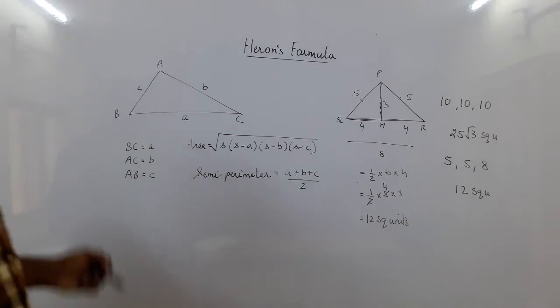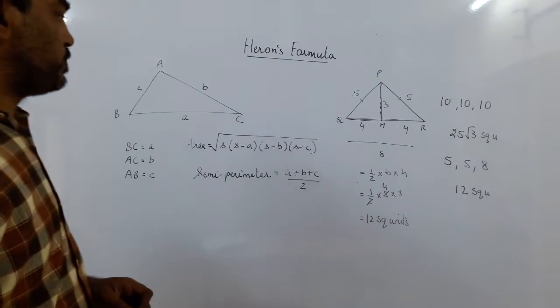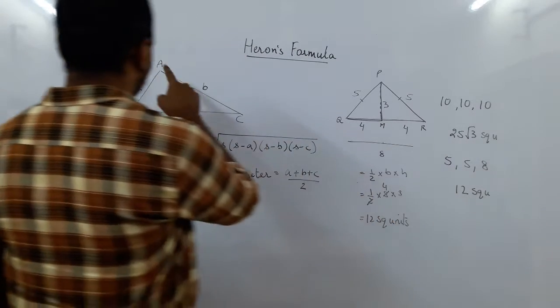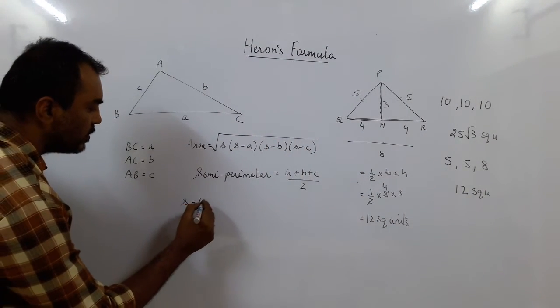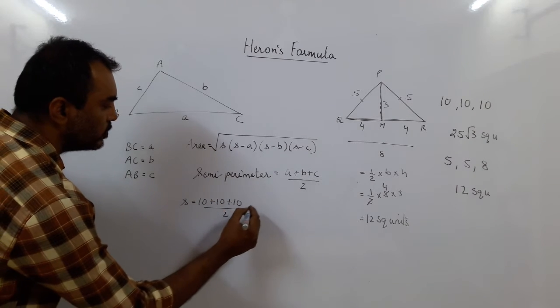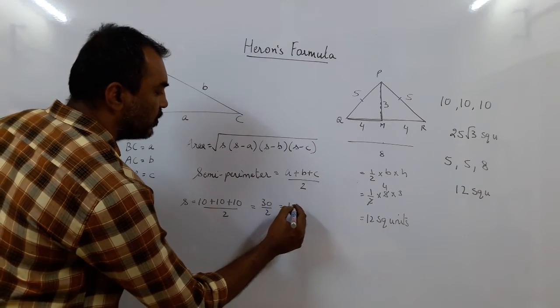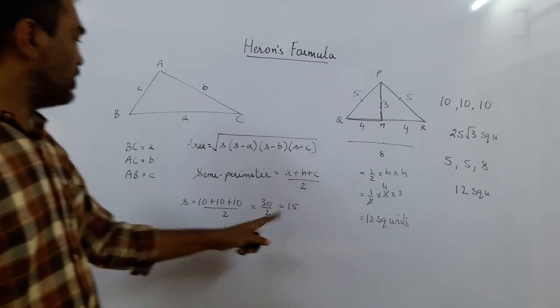So now let us verify whether this formula gives us answers for these sums also. In the first sum, the equilateral triangle, all the sides A, B, C were 10, 10, 10. So what is the semi-perimeter? 10 plus 10 plus 10 upon 2. So it is 30 upon 2 equal to 15. So in this case, the semi-perimeter is 15.